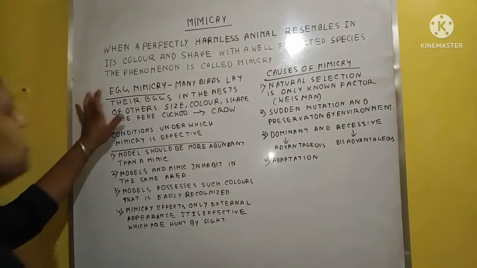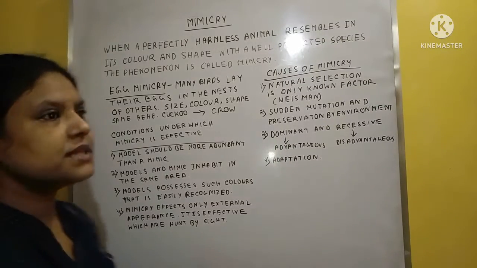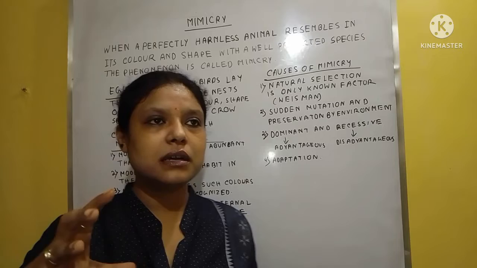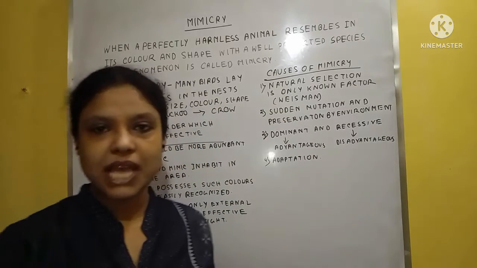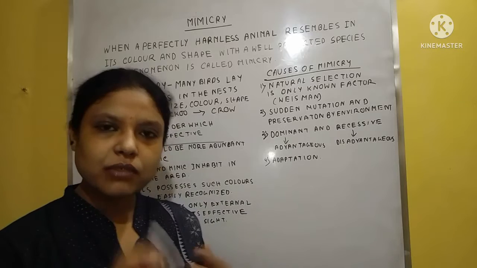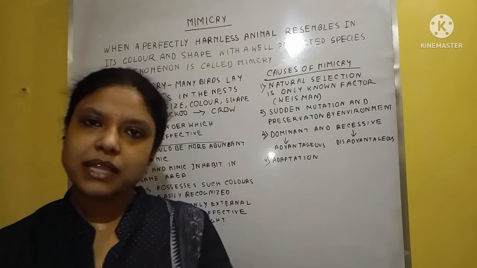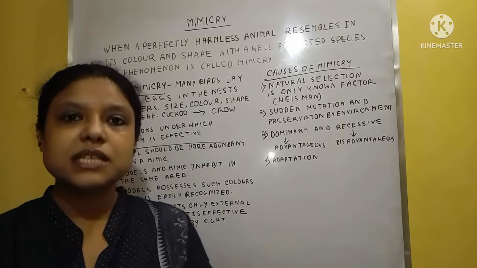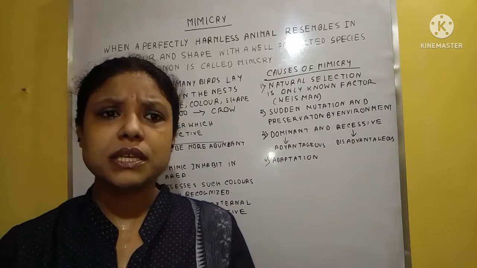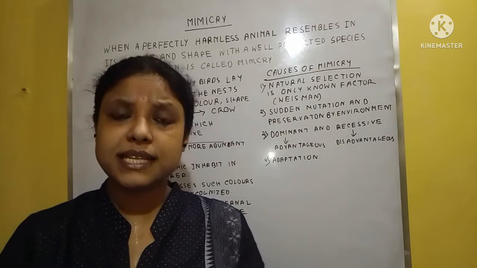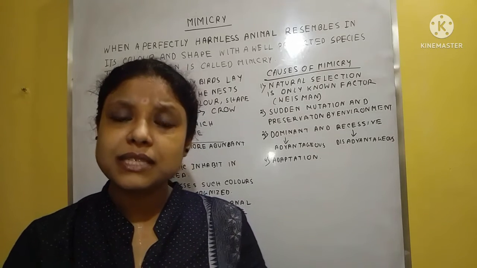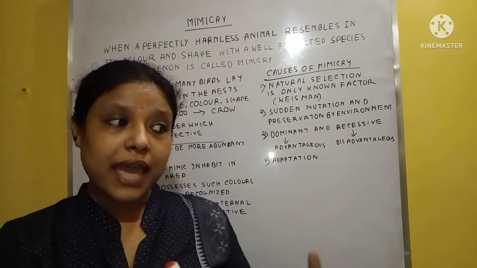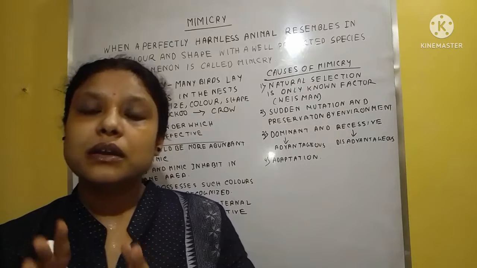The last one is the egg mimicry. Egg mimicry means that in some birds, different types of birds have the same type of eggs, with the same color, shape, size, etc. So one kind of bird selects the nest of another kind of bird for laying the eggs, and the eggs remain in the other bird's nest until they change into young ones. The other bird cannot identify which eggs are theirs and which were laid in their nest by another.